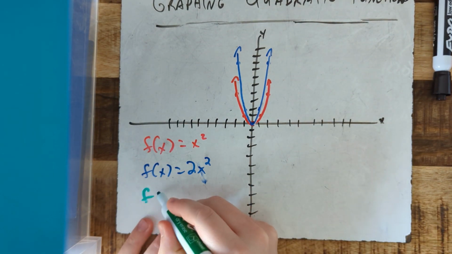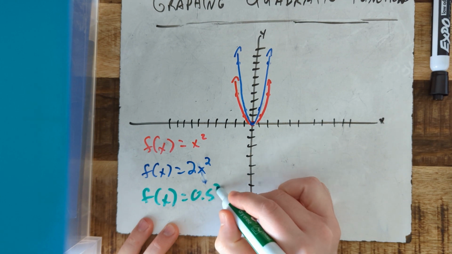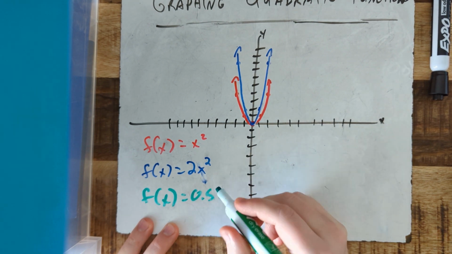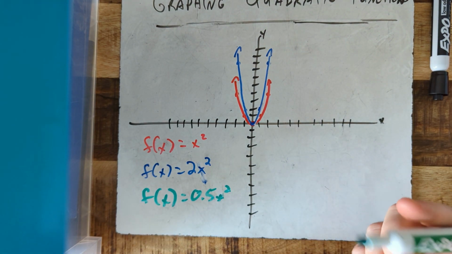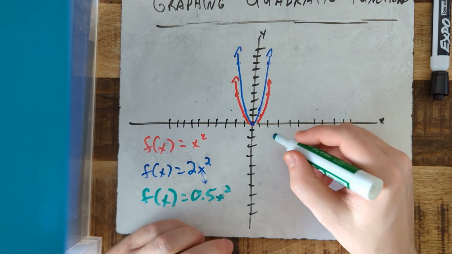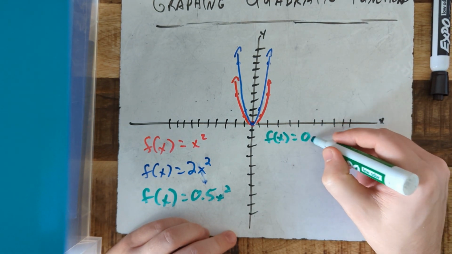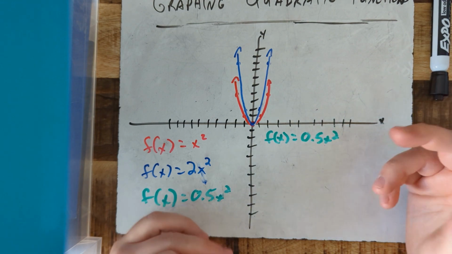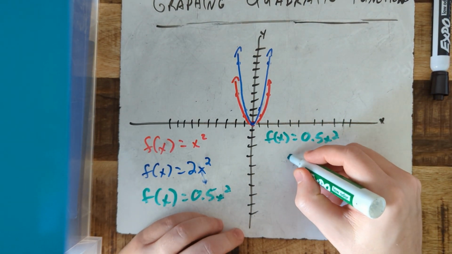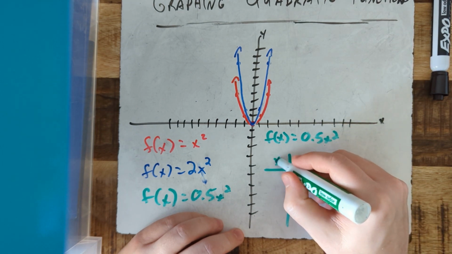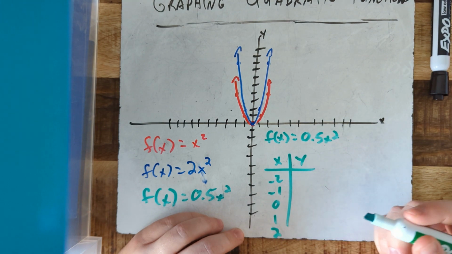So when we have f of x equals, let's say 0.5 x squared, okay? So let's go ahead and write that here. So f of x equals 0.5 x squared, or 1/2. You know, 0.5, 1/2, the same thing. So we draw our t-chart. X, y, same x's, -2, -1, 0, 1, and 2.